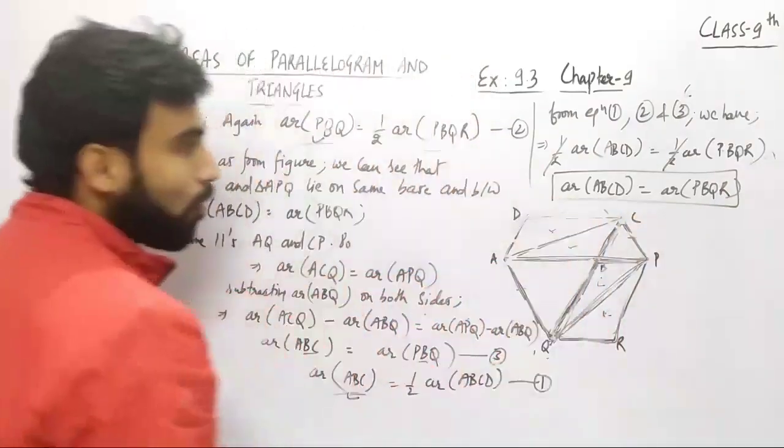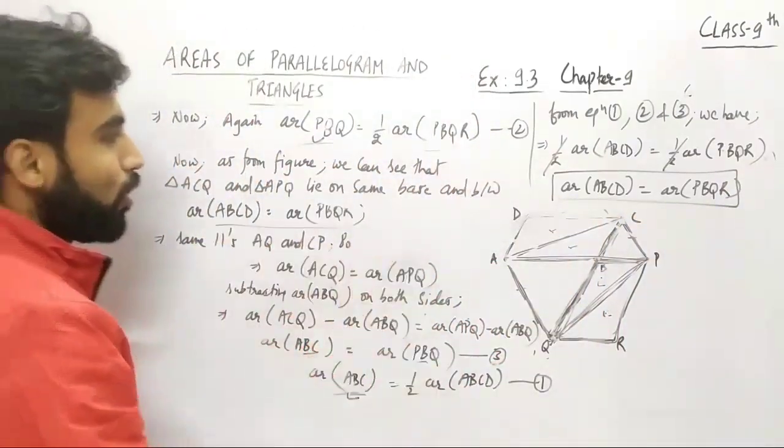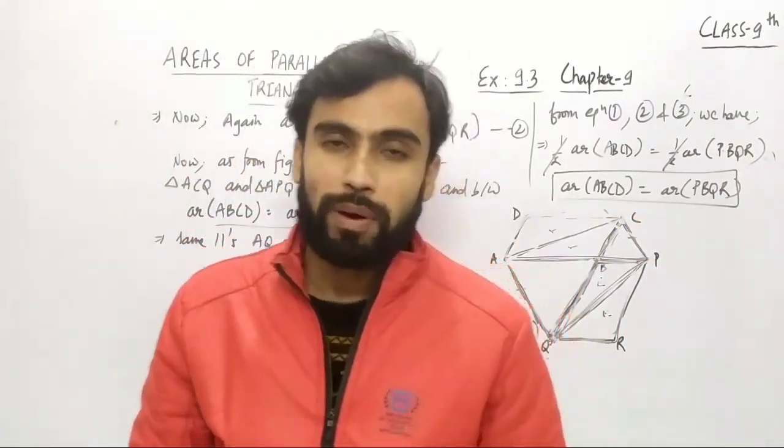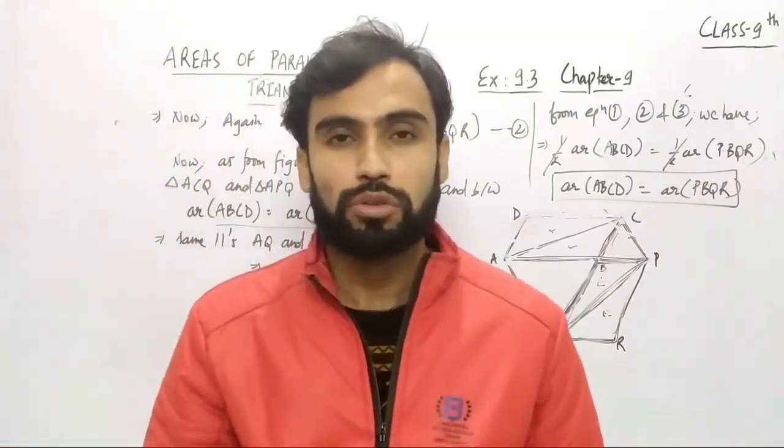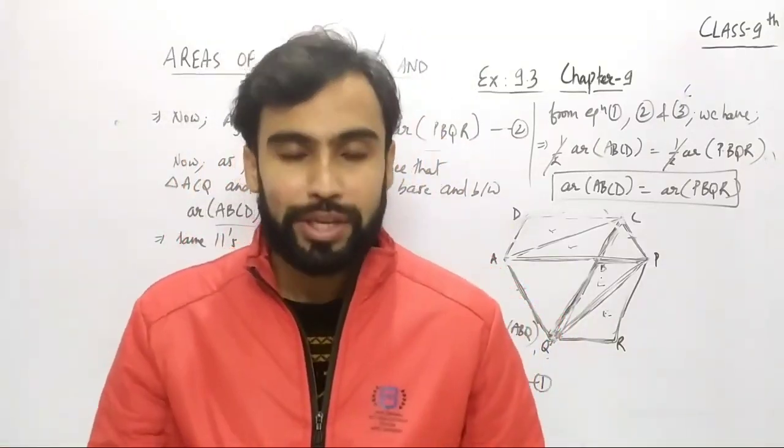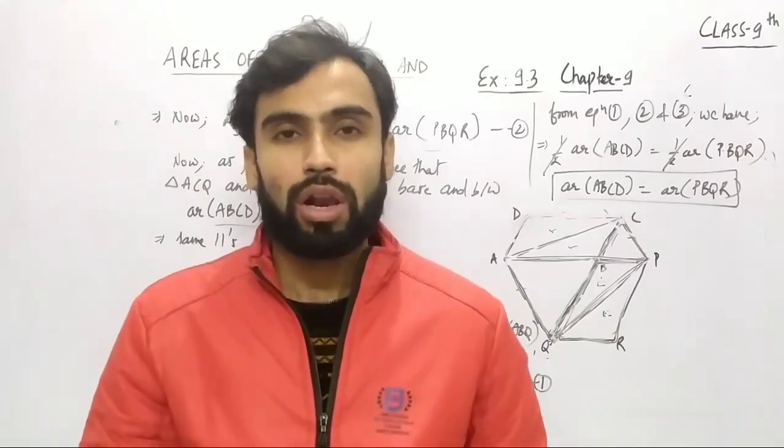Which is what we have to prove in this question. So this is how you can prove that area of parallelogram ABCD is equal to the area of parallelogram PBQR, right? So that was all in this question.